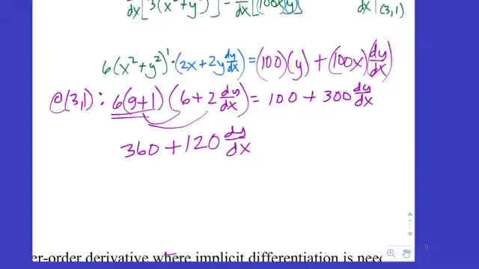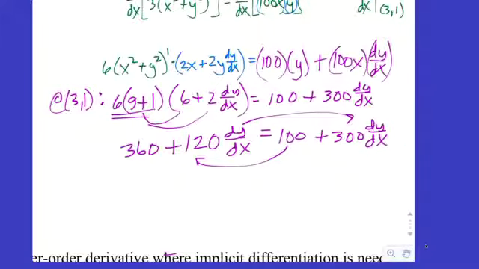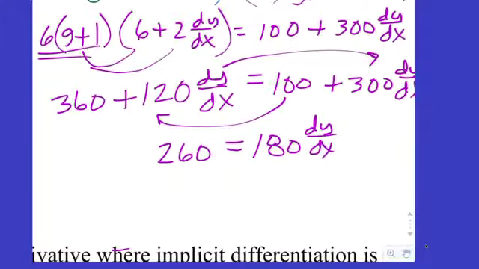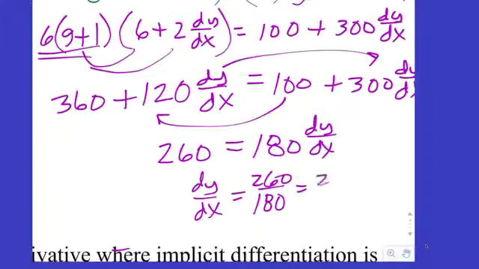So we have 360 plus 120 dy dx equals 100 plus 300 dy dx. And now, since I eschew negative terms, I'll bring the 120 to the right and the 100 to the left, and you end up with 260 equals 180 dy dx. And then you divide, and you get dy dx equals either 260/180, or 26/18, or 13/9 is the simplified version.